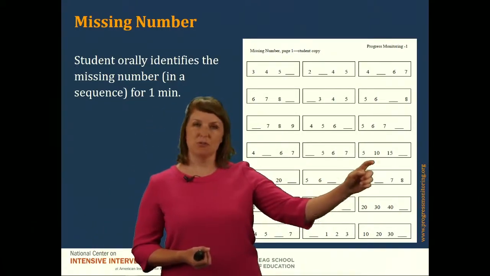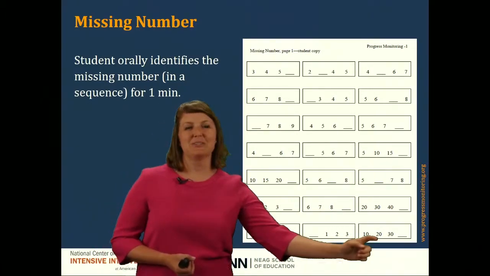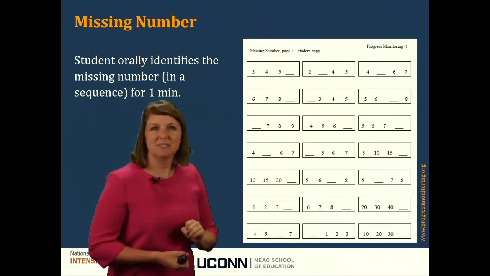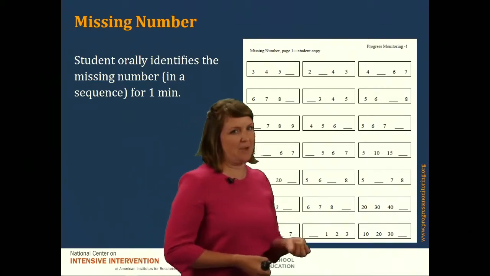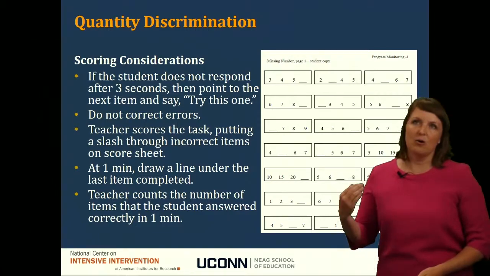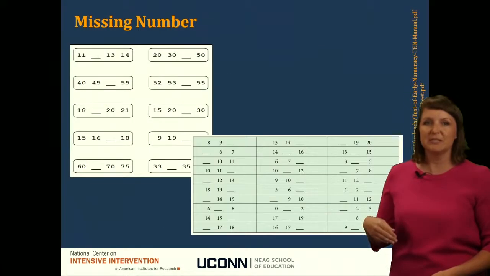Also note that not all sequences are sequences where we count by one. Here is a sequence where students are expected to count by fives. Here is a sequence where students are expected to count by tens. And I believe I will sometimes see sequences where students are expected to count by twos. The same scoring criteria that hold true for quantity discrimination also hold true for missing number.